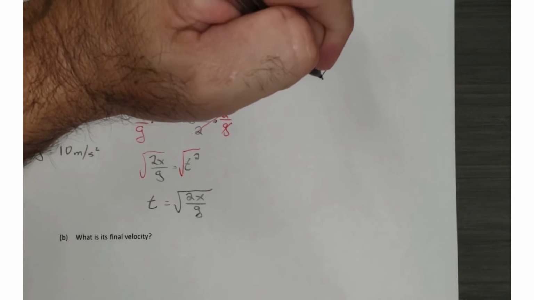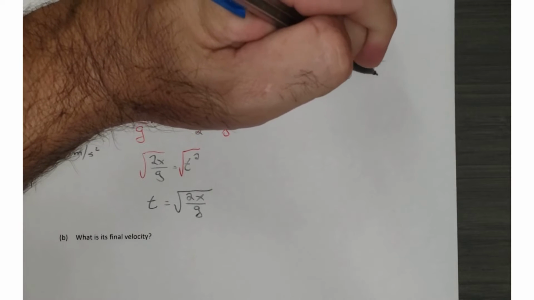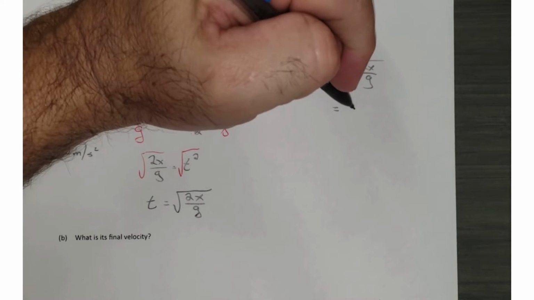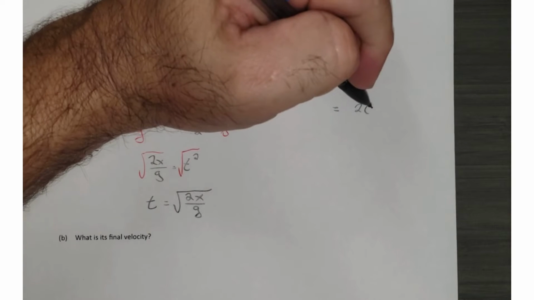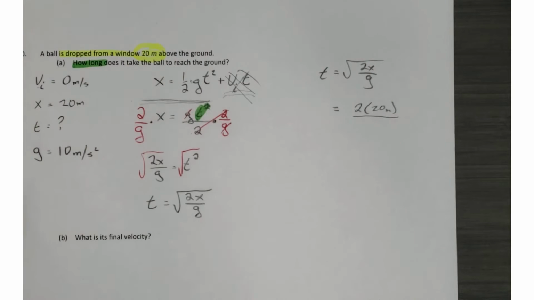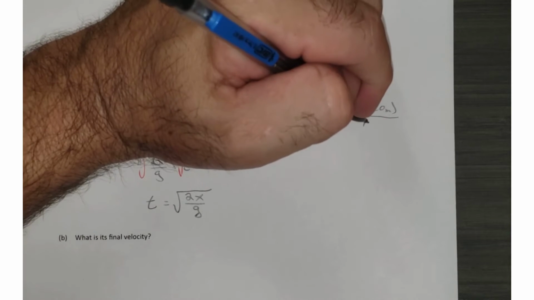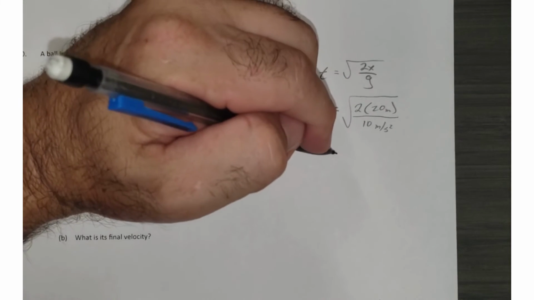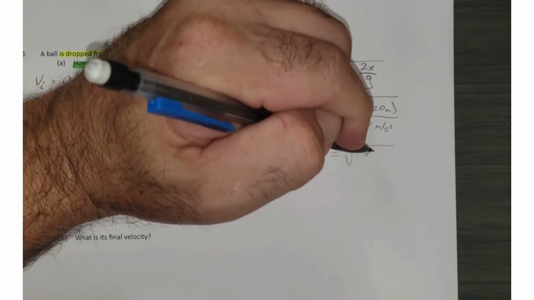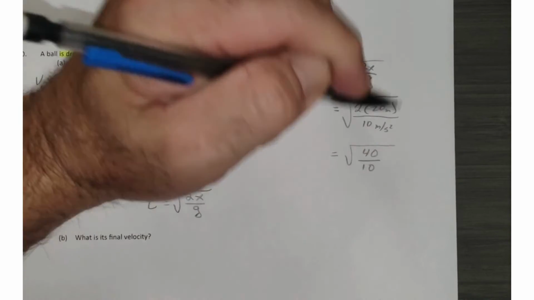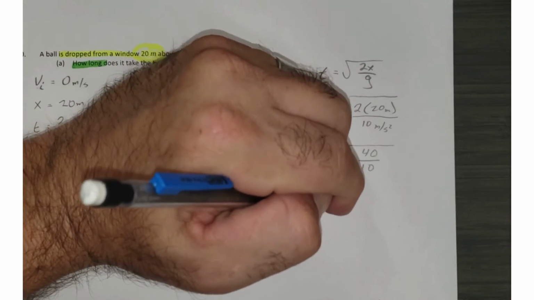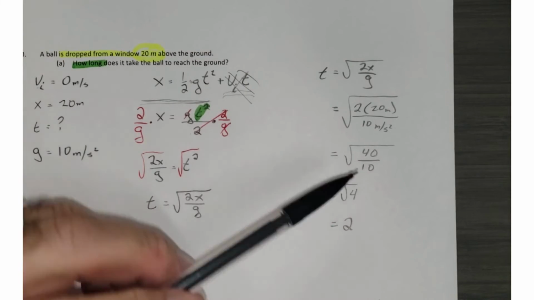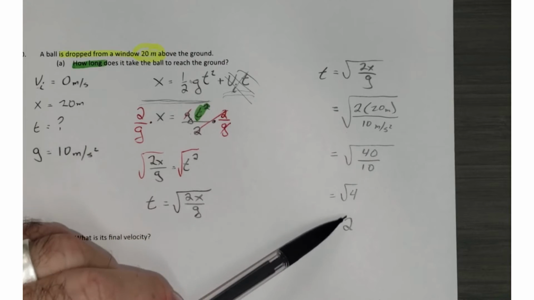We rewrite that up here at the top: t equals the square root of 2x over g, and now we plug in our values from our laundry list. So 2 times x of 20 meters over gravity, which is 10 meters per second squared. Remember, this is all under the square root. So we end up with 2 times 20, which is 40, divided by 10, which gives us the square root of 4, which is 2. Now, you'll notice I left off the units here because I wanted to focus on the numbers.